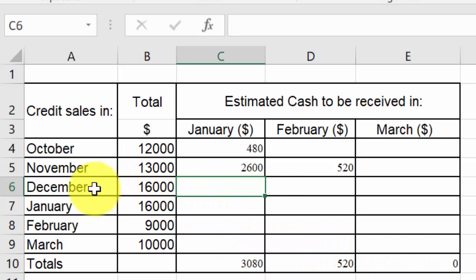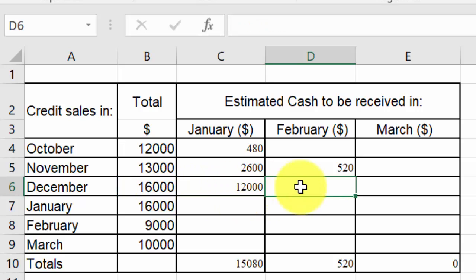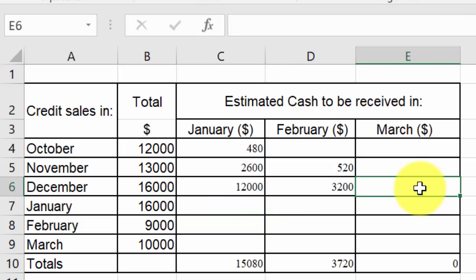So December is probably going to be the easiest month to deal with. December, 1 month after, 75%. So of those credit sales in December, we're going to collect 75%. In the month after, it's going to be 20%, and in March, which is 3 months after the event, we're going to get 4%. Okay, I'm just going to stop for a second and finish that up.